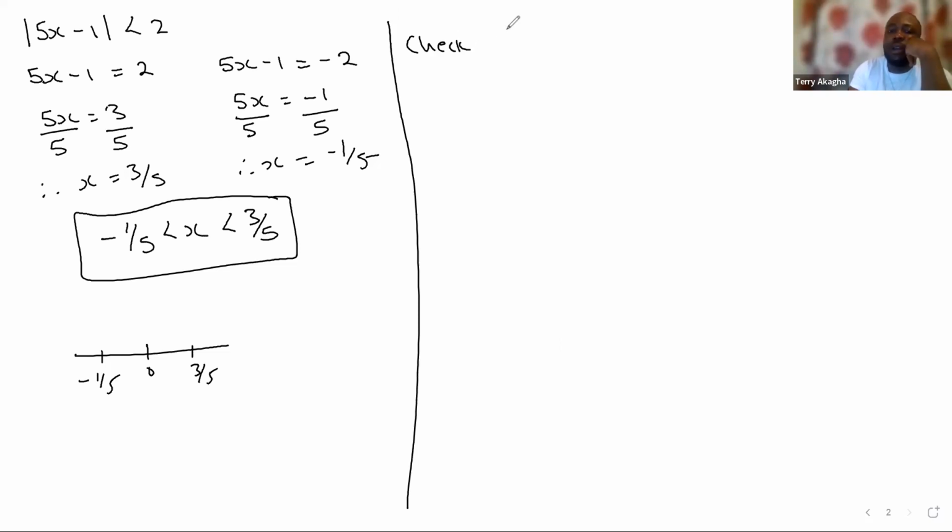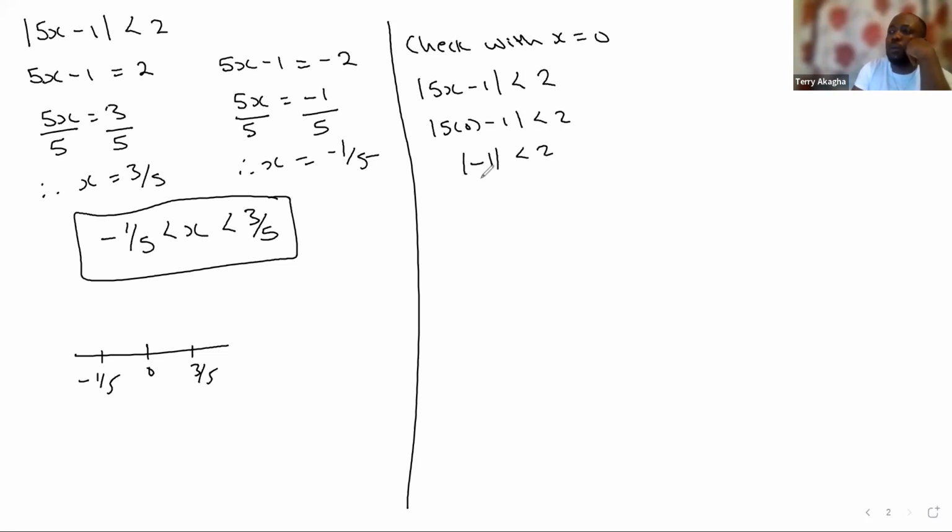Okay. So I'm going to check if 0 works in this equation. It's going to be the absolute value of 5x minus 1 is less than 2. You put 0 here, so it's going to be the absolute value of 5 times 0 minus 1 is less than 2. Minus 1 less than 2, so the absolute value of -1 is going to be 1, less than 2. And therefore 1 is less than 2. So 0 works here. Okay.